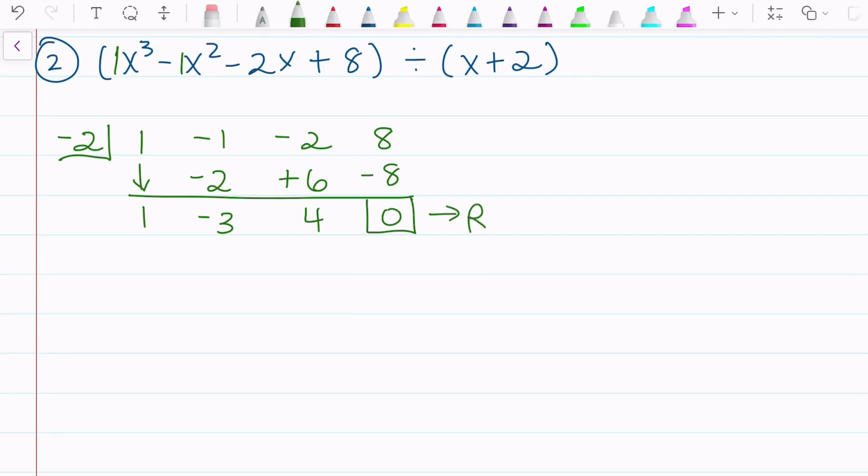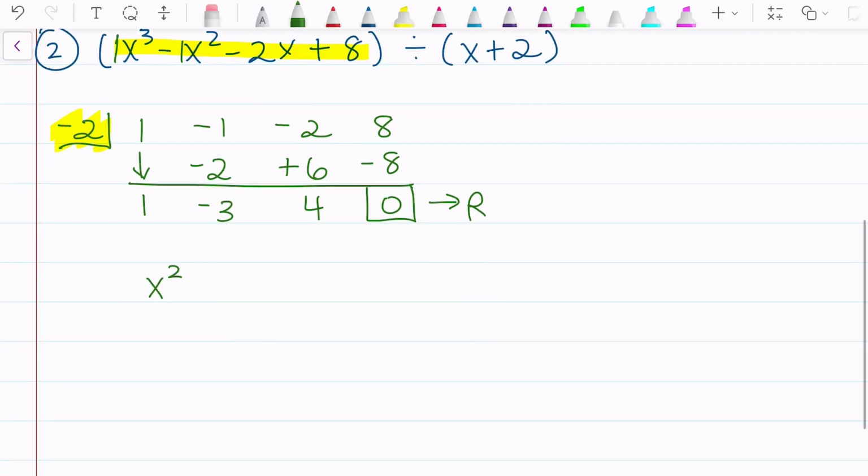Now, when you have a remainder of 0, what that actually means about this graph is that at negative 2, this cubic graph is going to cross the x-axis at negative 2. So x plus 2 would be a factor, and negative 2 would actually be an x-intercept, or what we call a root. The way I'm going to write my answer looks like this: x squared minus 3x plus 4. And I don't have a remainder, so I don't need to write my remainder out.